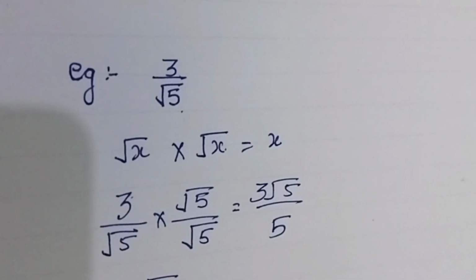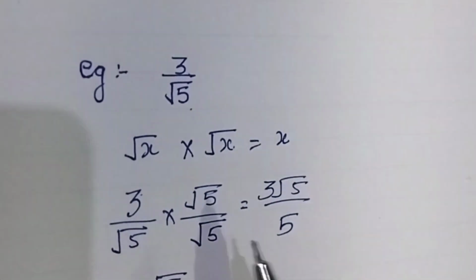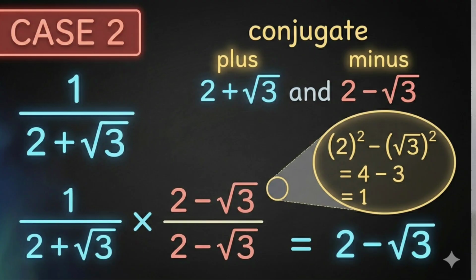Ta-da! No more square root on the bottom. It looks clean and professional. Case 2 is the conjugate trick. That is the binomial denominator. What if there is a positive or negative sign?